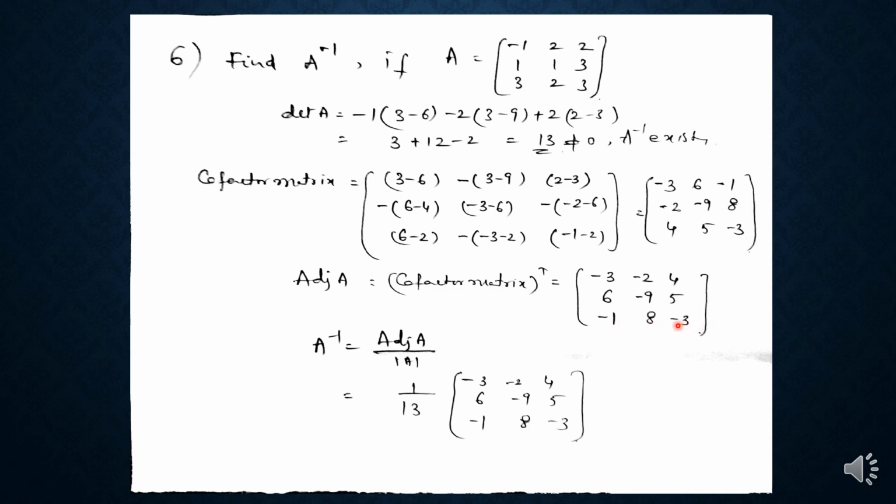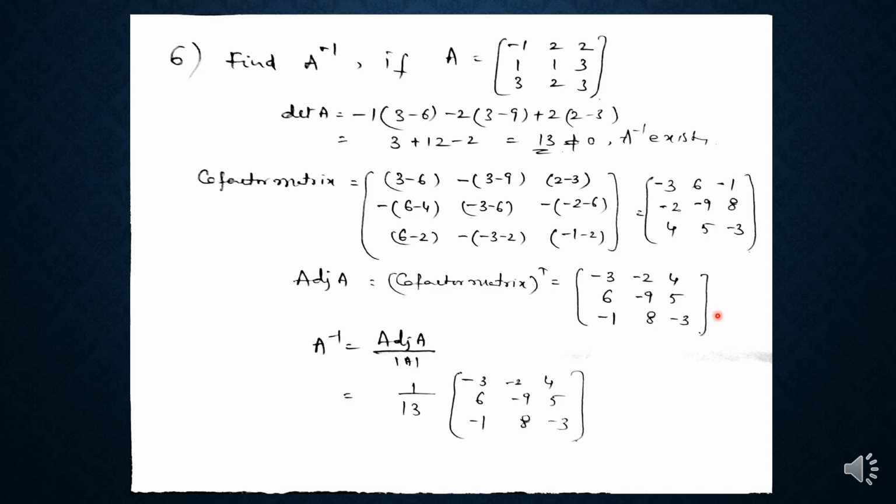So what is the adjoint A here? After transposing the cofactor matrix, we got minus 3, minus 2, 4, 6, minus 9, 5, minus 1, 8, minus 3 as the adjoint A. So now we have found det A and the cofactor matrix, and we have written adjoint A by transposing the cofactor matrix. Now write the formula for A inverse. What is the formula for A inverse?